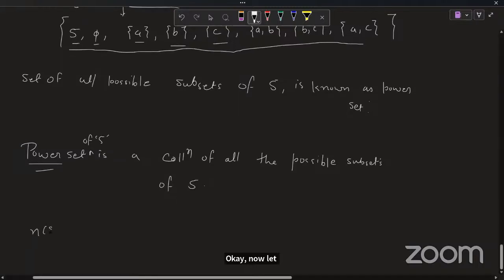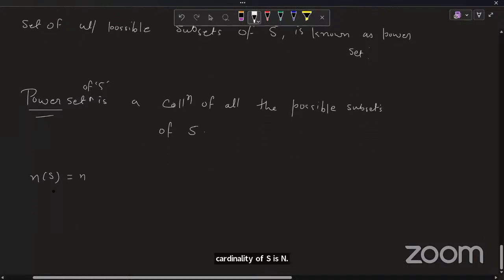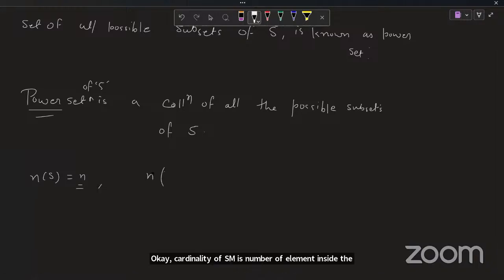If the cardinality of S is n, meaning the number of elements inside S is n, then what will be the cardinality of the power set? The power set of S is represented by P(S). So what will be the cardinality of the power set of S? It will be 2 raised to the power n.